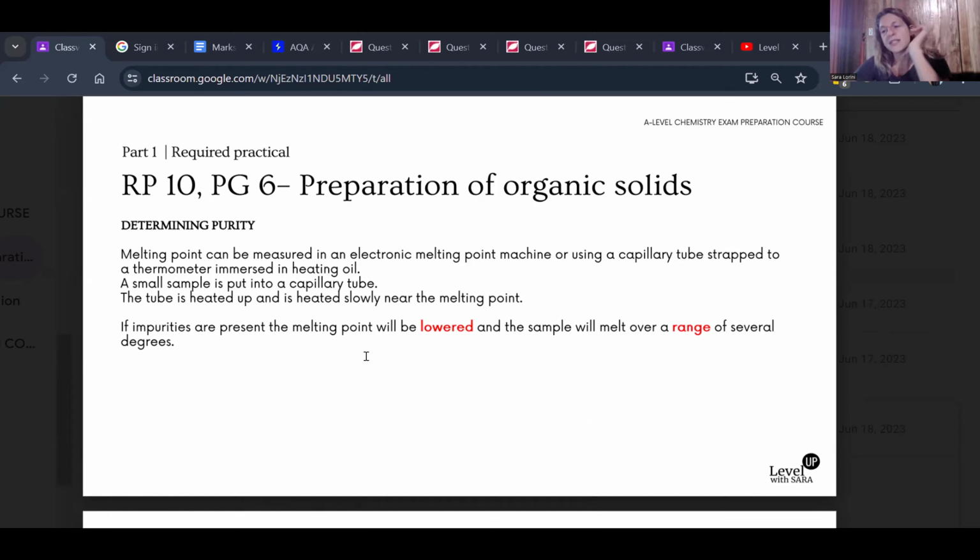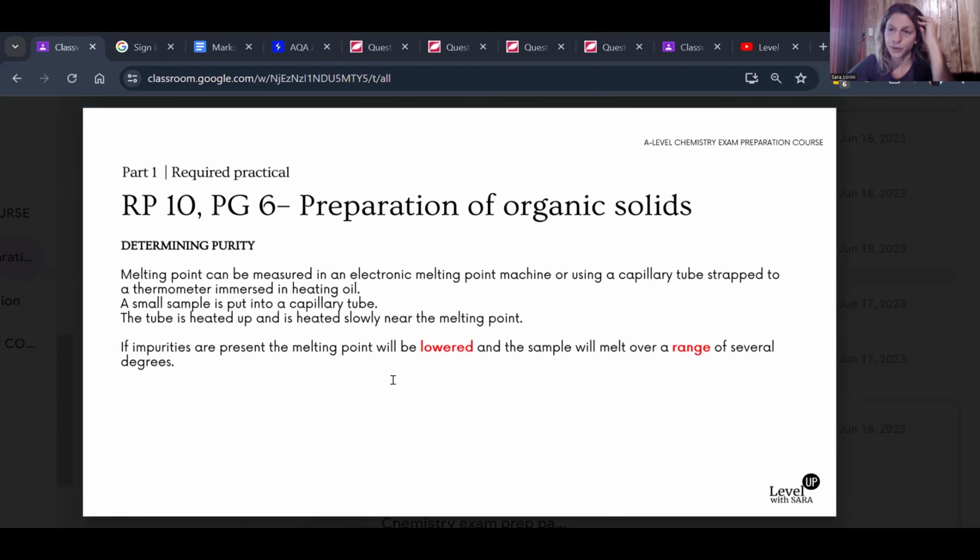Now, if impurities are present, the melting point will be lowered and the sample will melt over a range of degrees. Also, if you needed to find the purity of a substance, you can just compare it with the tables, and like this, you would identify the melting point. Or if you see that it's melting over a range, it means it is impure.